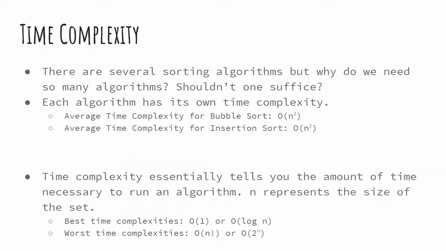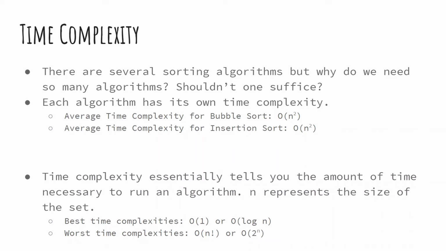You're probably wondering, why do we have so many sorting algorithms? Isn't one sufficient? There's a thing in computer science known as time complexity, and each algorithm has its own time complexity. The average time complexity for both bubble and insertion sort is O(n squared). That's a special notation called big O notation. Time complexity tells you the amount of time necessary to run an algorithm, where n represents the size of the set.